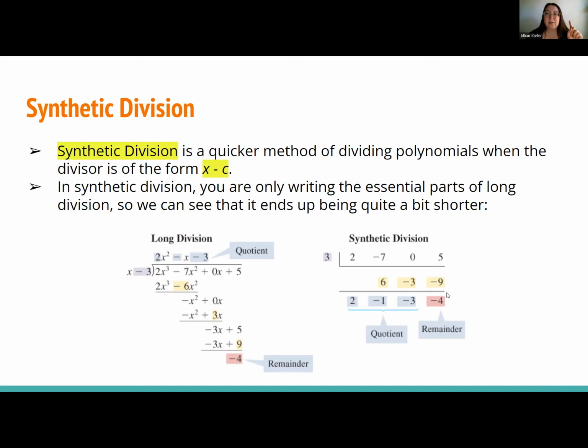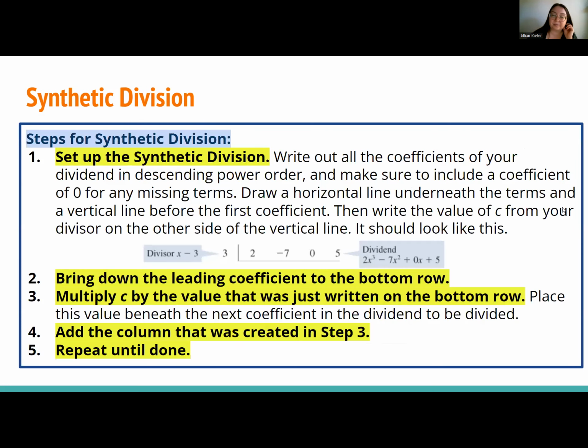But once again, this only works if you have a divisor that looks like x plus or minus a number. If it's anything more difficult than that, you can't use it. You would have to use polynomial long division. But if you're given a problem like this, it just makes it that much faster. So, all right, let's see the steps on how to do synthetic division.